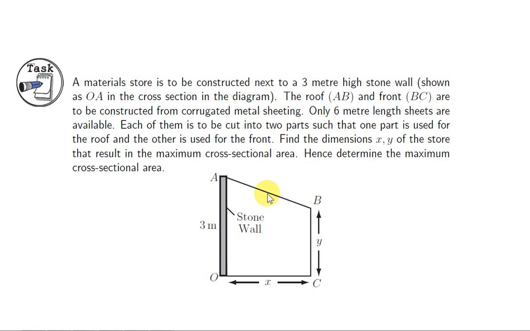So that means the distance of A to B plus the distance of B to C must equal 6. Find the dimensions XY of the store that result in the maximum cross-sectional area. So we want to maximize this area here. We also want to get the maximum cross-sectional area.